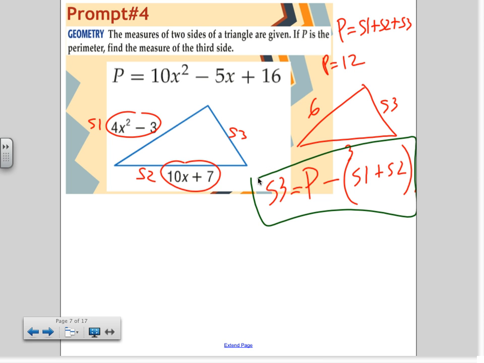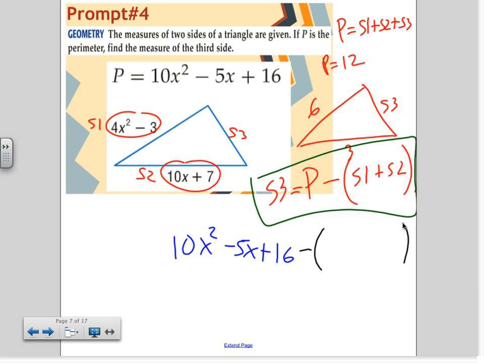Do we have the perimeter? Yes, we do. So I'm just going to go ahead and write that out. The perimeter is 10x squared minus 5x plus 16, right? What do we do to that perimeter? Okay, so I'm going to go ahead and say minus, parentheses, important. See, we have our structure, so we have to use that same structure.